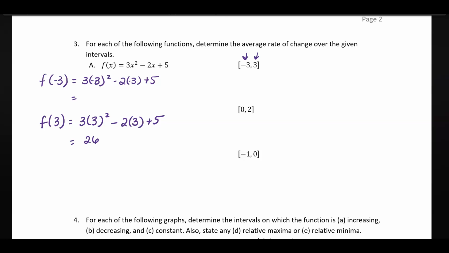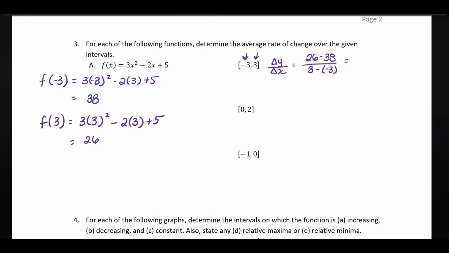So that would have given me a 38. All right, so now let's calculate that rate of change. So now I have my two y values. So again, we're going to look at delta y over delta x. So my rate of change here is going to be 26 minus 38 all over 3 minus negative 3.